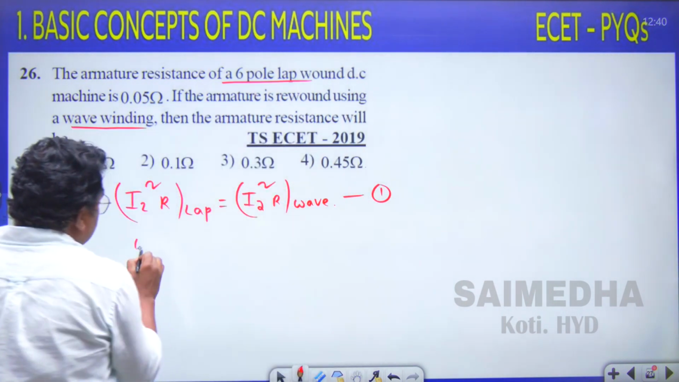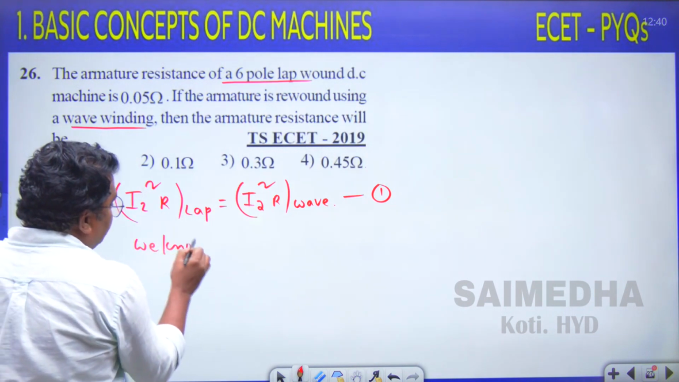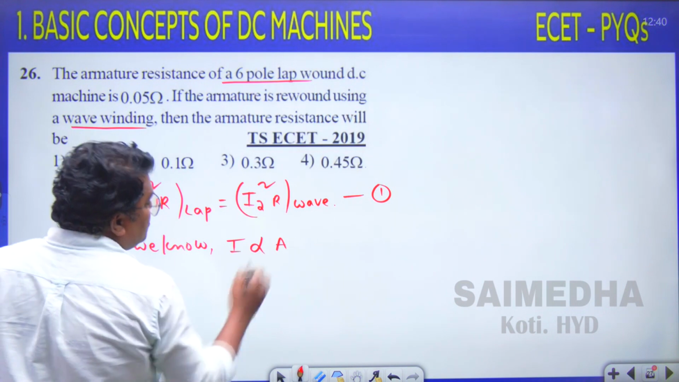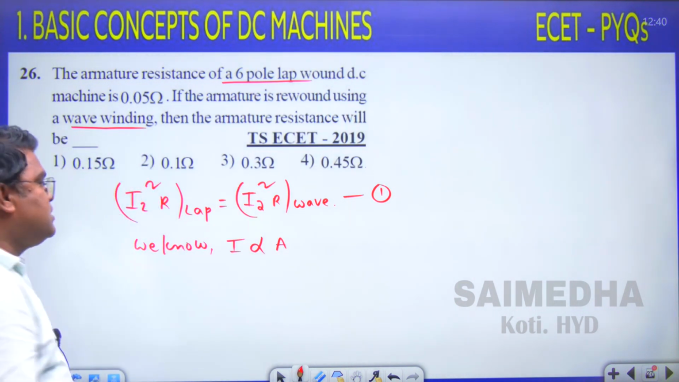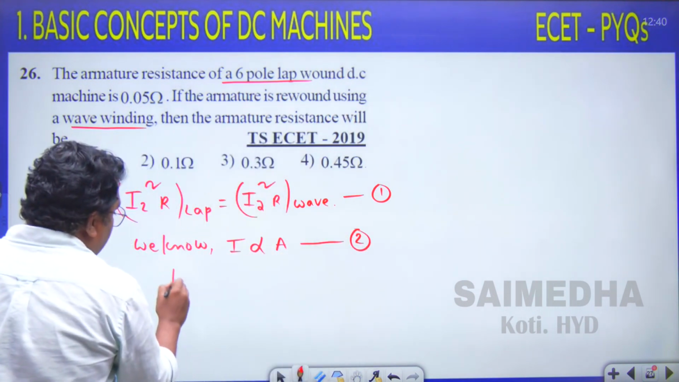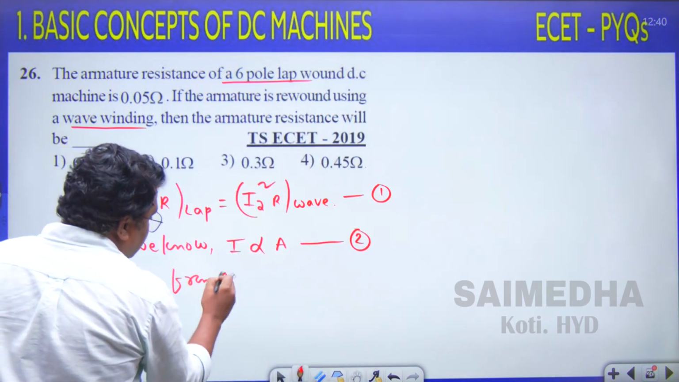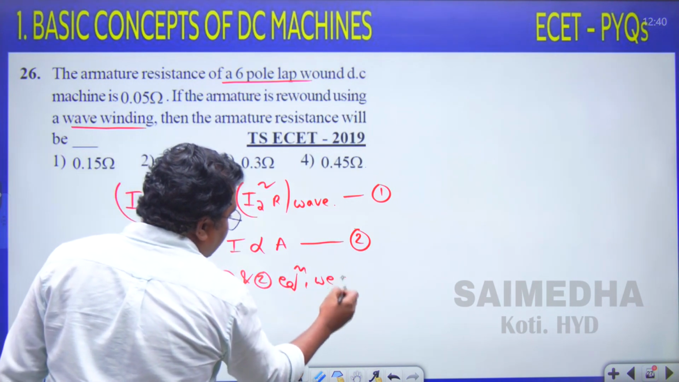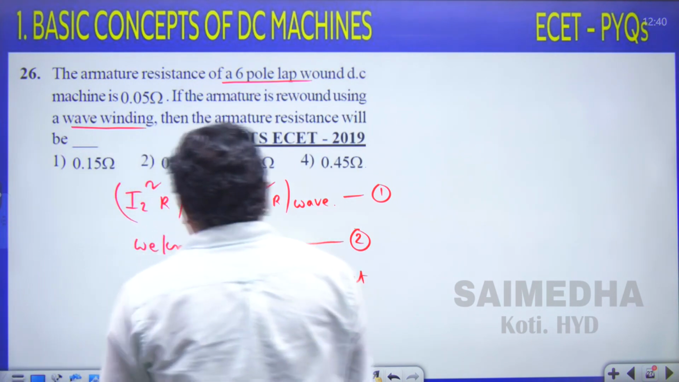We know the current rating of the machine is always directly proportional to the number of parallel paths. This is equation number 2. So from equations 1 and 2, we get the following.